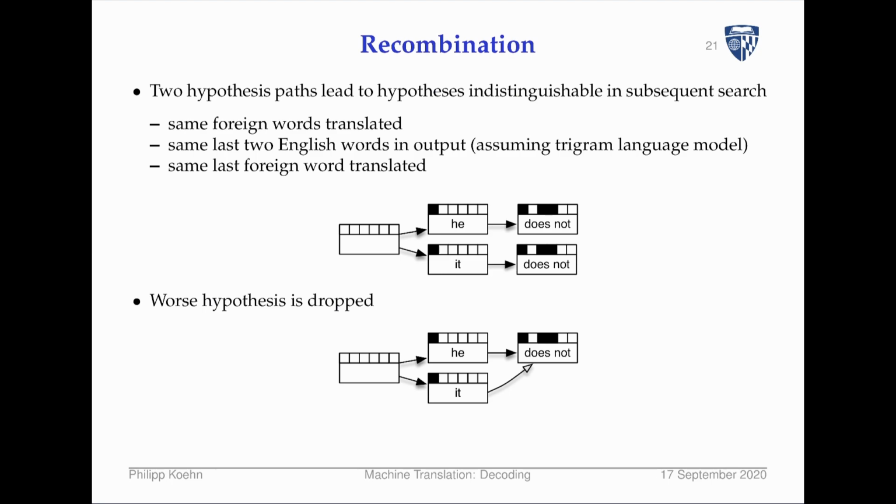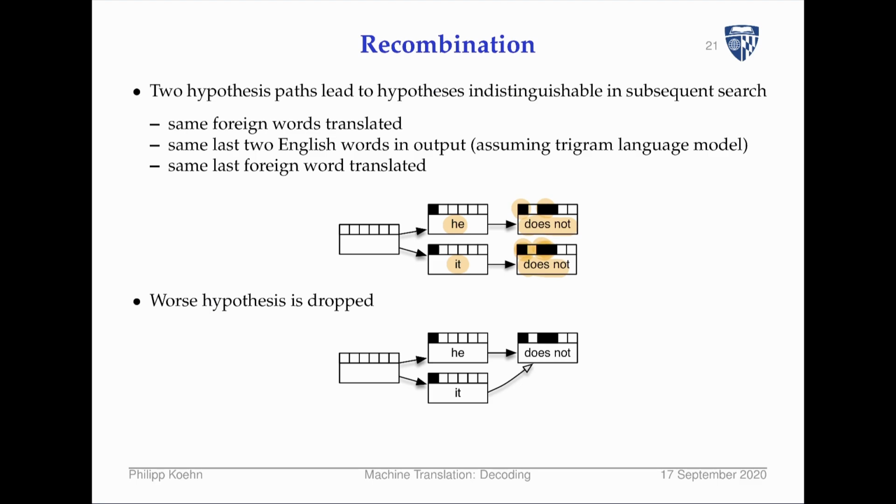It actually is more powerful than that, because there might be situations where we can also recombine hypotheses that are not identical. Let's look at this example, where one translation started with the word he, and then we produced the words does not. So in this case, we have the first, third, and fourth word translated. And here we start with the word it, and then produce the words does not. And again, the first, third, and fourth word are translated. So under some circumstances, we can now drop the worst of these two hypotheses as well, safely.